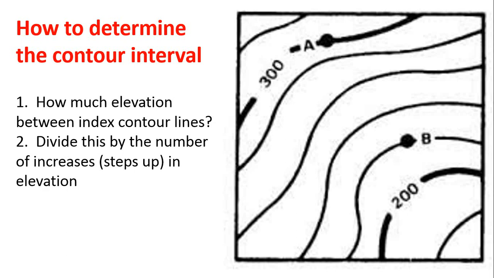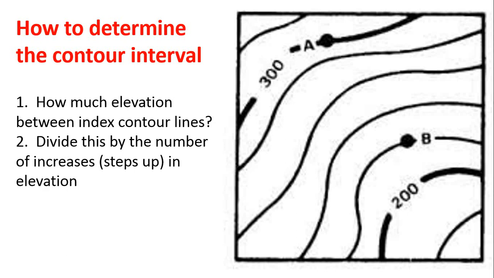But we don't know what those lines are in the middle. To figure out what each line represents, you have to take the change between the numbers, which in this case is 100, because we go from 200 to 300, and you divide by how many steps you have gone up in elevation. Well, look at this map at the right.